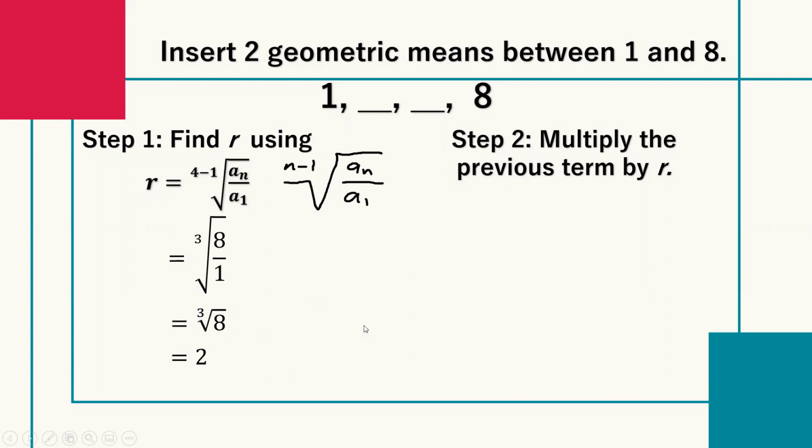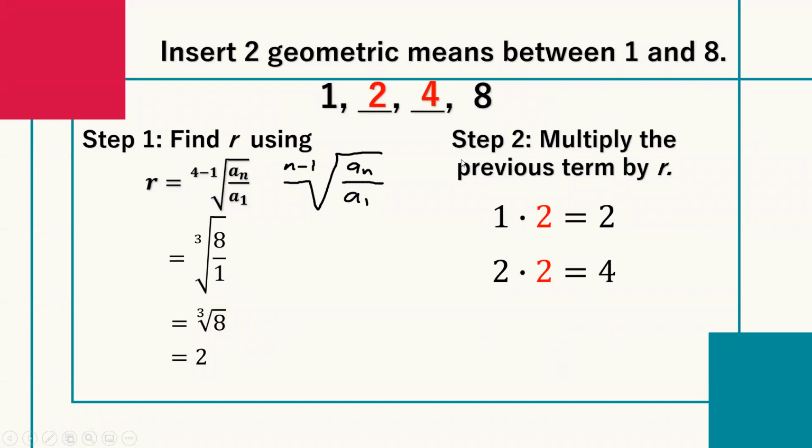And then after that, step 2, after getting the common ratio, you will just multiply the previous term by the common ratio. Paano gagawin yon? Get the first term first and multiply it by the common ratio. So we have 1 times 2, that is equal to 2. So dito na yun sa second term, and then 2 times 2, that is equal to 4. Para ma-verify natin kung tama yung last term natin, i-multiply lang natin ulit by 2 yung nakuha nating last term na third term, which is 4.